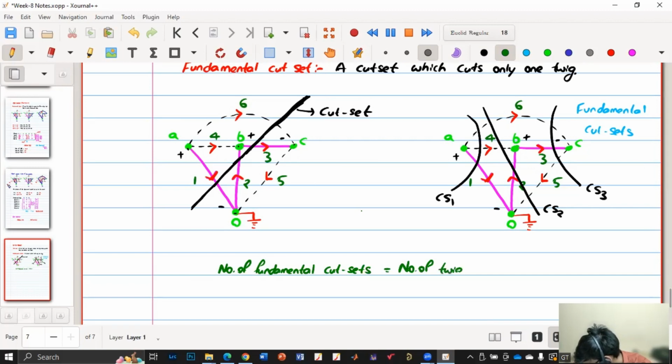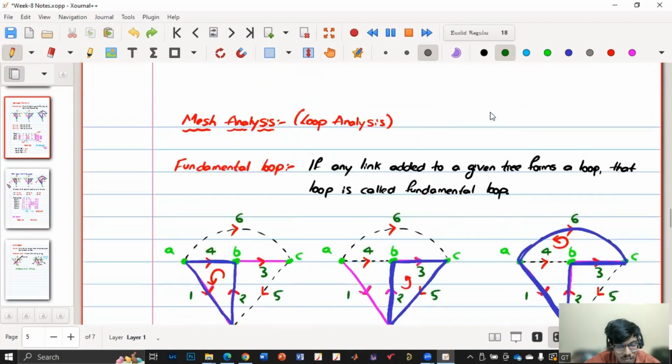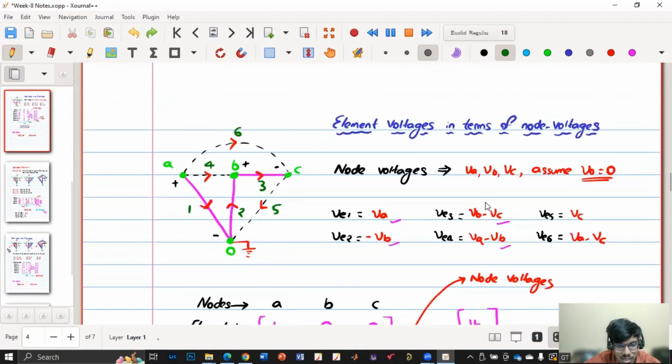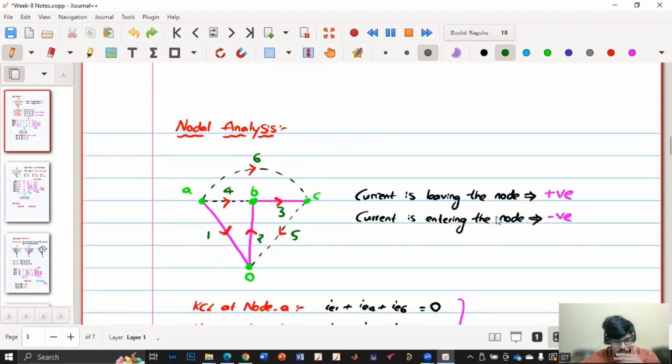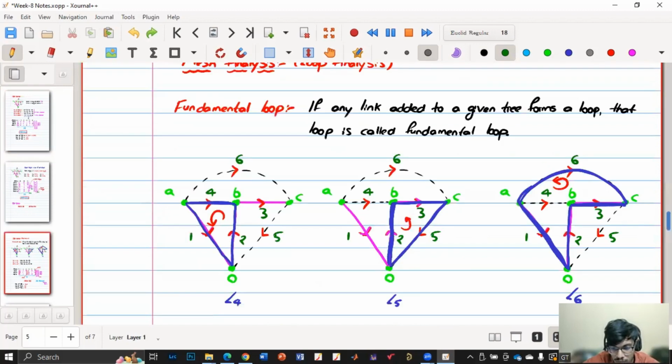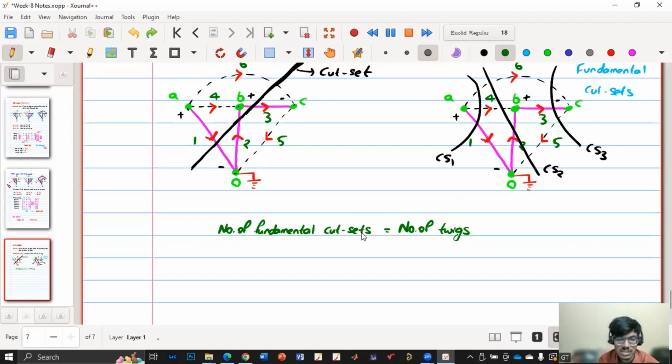Similar to what we have done in nodal analysis, we'll do the same. We'll apply KCL. But how will we apply KCL here? If we consider node 1, there we considered one type of convention: if a current is leaving the node, it is positive; if the current is entering the node, it is negative. Here we'll be considering something different. If the current direction is the same as that of the twig, it is positive, else it is negative.